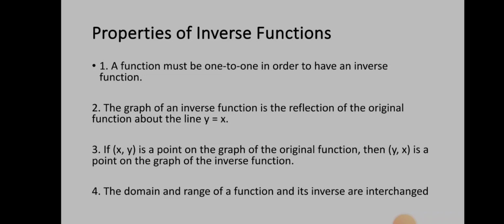Number two, the graph of an inverse function is the reflection of the original function about the line y equals x. Number three, if (x, y) is a point on the graph of the original function, then (y, x) is a point on the graph of the inverse function. Last, number four, the domain and the range of a function and its inverse are interchanged. So if we have (x, y), then our inverse is (y, x).